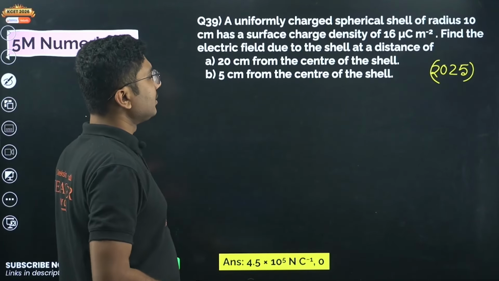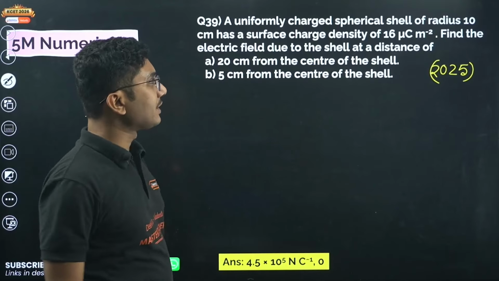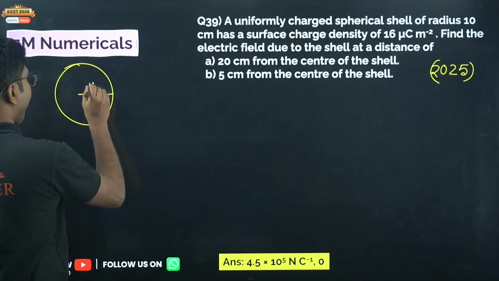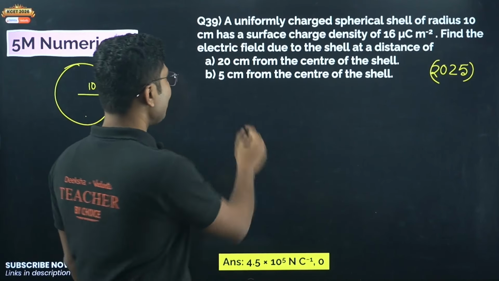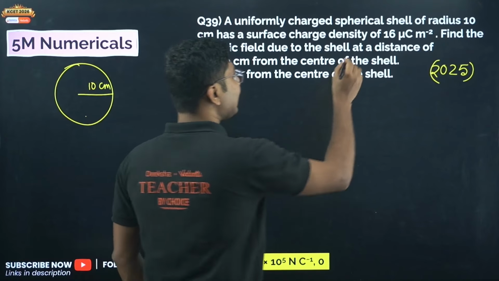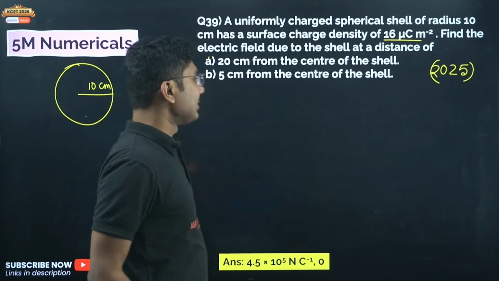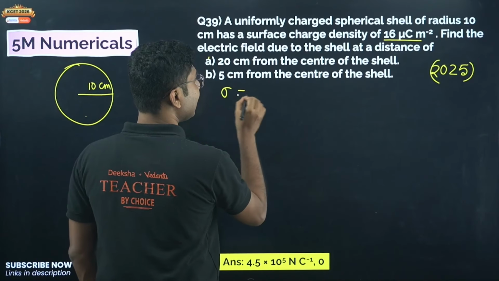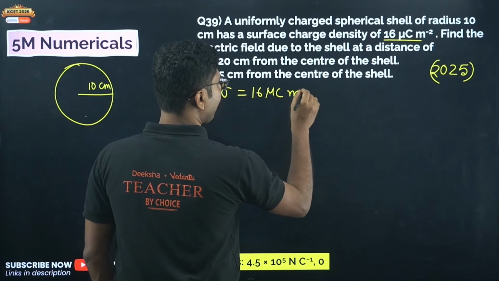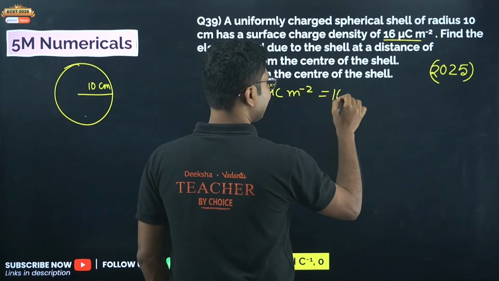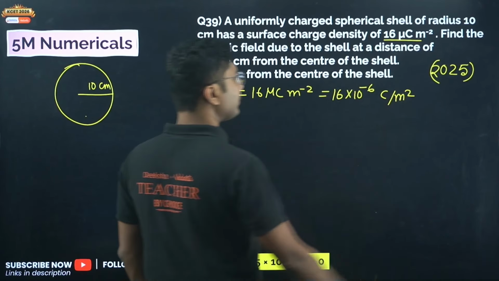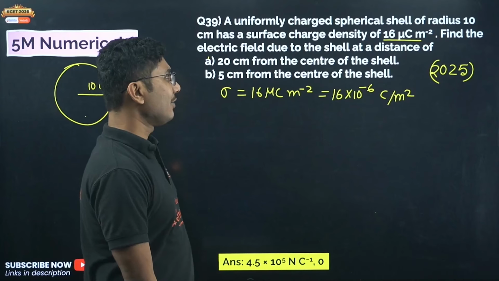Okay, so first, a uniformly charged spherical shell of radius 10 centimeter. So radius is given as 10 centimeter. And they asked you at two different positions. First is for 20 centimeter, second is for 5 centimeter. What is given here is the surface charge density, given as 16 microcoulomb per meter square. That is 16 × 10^-6 coulomb per meter square. So this is the surface charge density which is given.